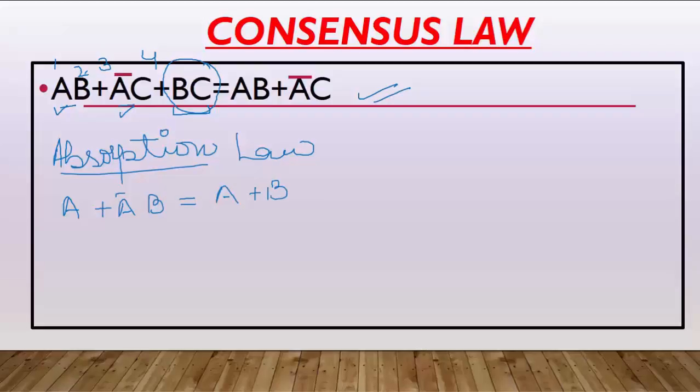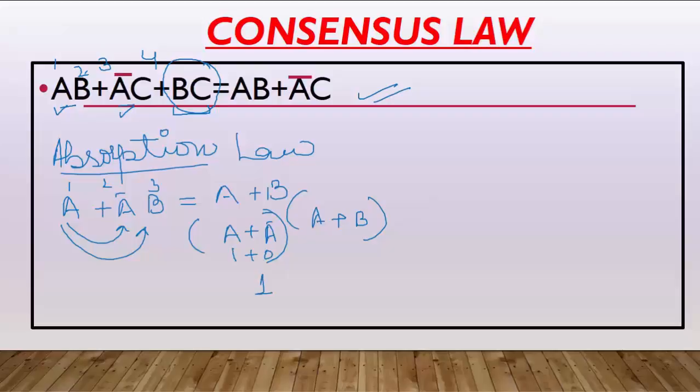How? Like I told you, just name the terms 1, 2, 3: first 1 and 2, and then 1 and 3. So it is a plus a bar, and a plus b. You know that if I consider it as 1, and a plus a bar is 1, then that is equal to 1 and a plus b. So this is equal to a plus b. So you don't need to do this much rough work. It should be very handy to you while solving.